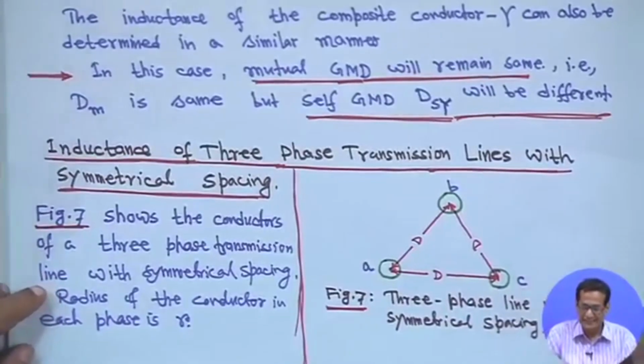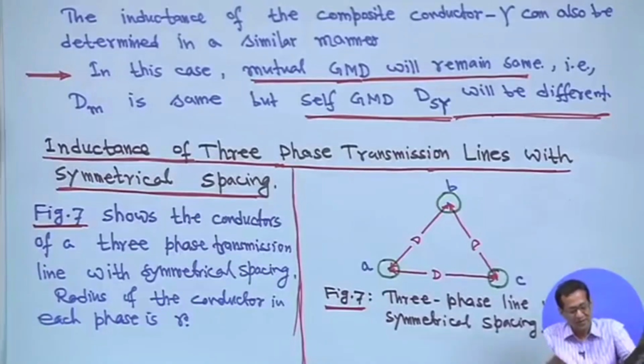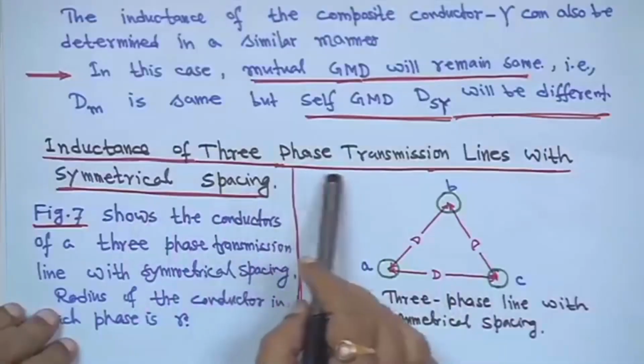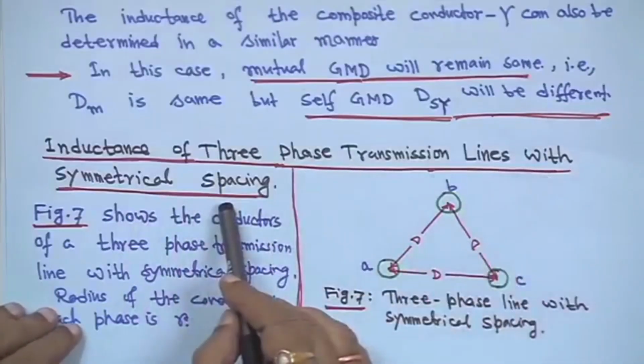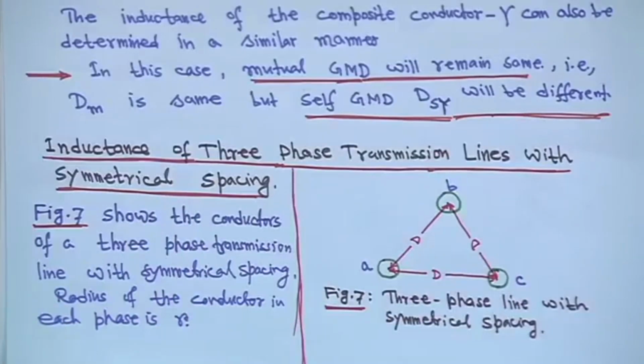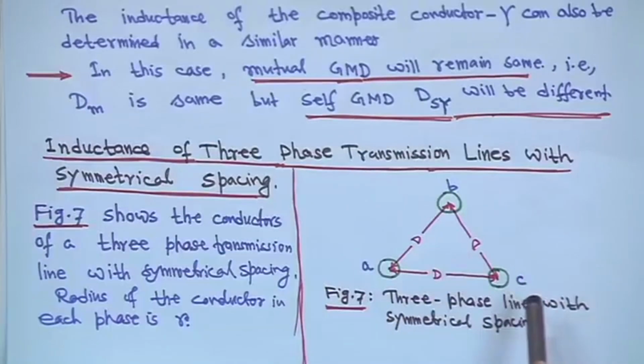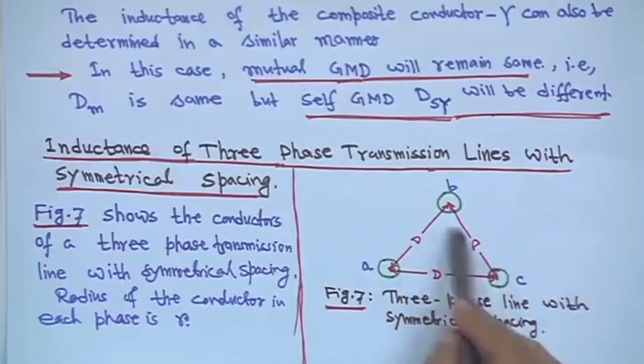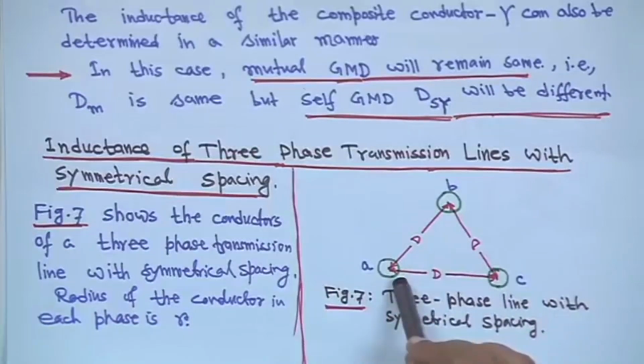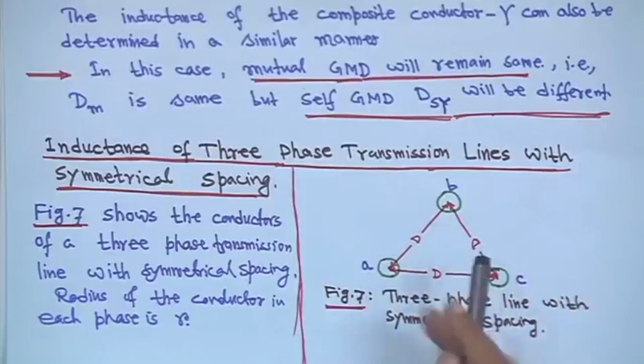So, next one is, I hope you have understood, a little bit of practice is necessary, right, and a little bit of understanding is also necessary. So, next is the inductance of a 3-phase transmission line with symmetrical spacing. Here we assume a 3-phase transmission line, phase A, phase B, phase C, with symmetrical spacing d. The conductors are sitting at the corners of an equilateral triangle. First we assume this, after that we will generalize, right.